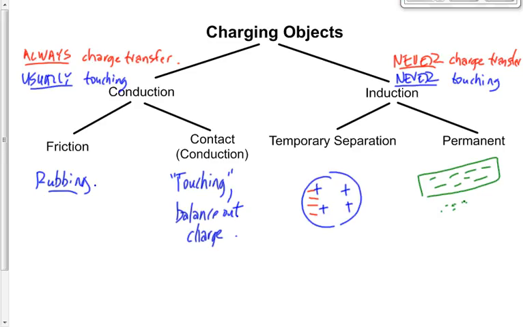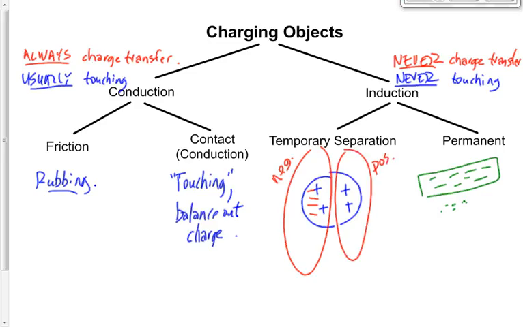But you'll get enough to go to the left side that you end up with what we call a separation of charge. This side is negative because it's got more negatives than positives. This side is positive because it's got more positives than negatives. It's a separation of charge.